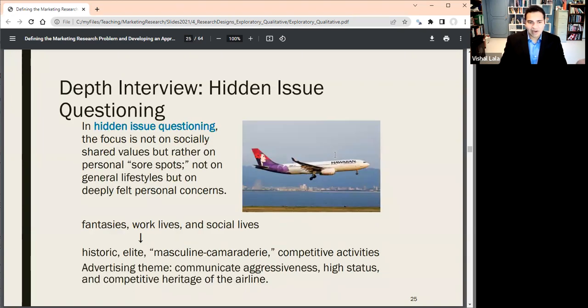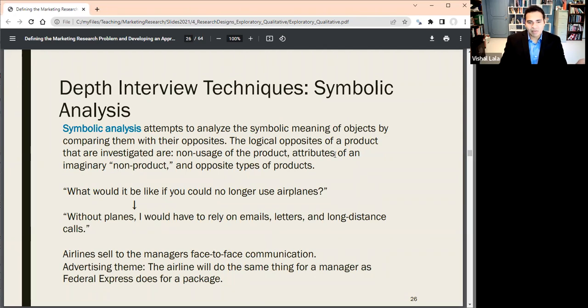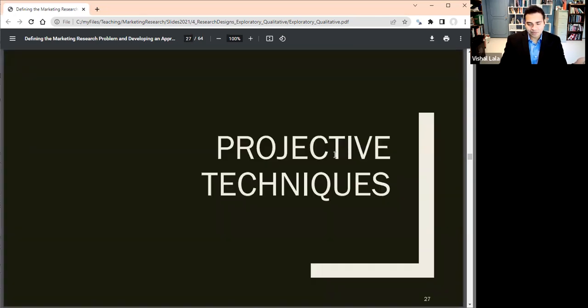There are, of course, other kinds of depth interviews also. One of them is hidden issue questioning, which tries to get at deeper issues that might affect how somebody feels about a product or brand. There's also symbolic analysis, which is another kind of depth interview technique.